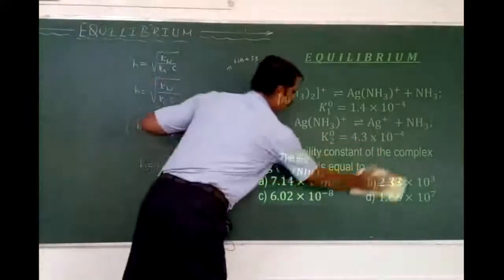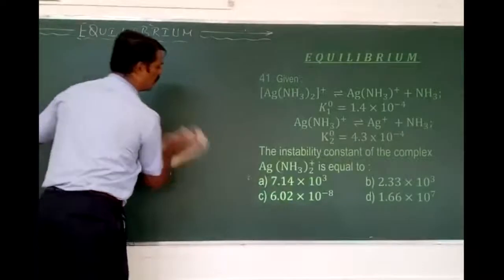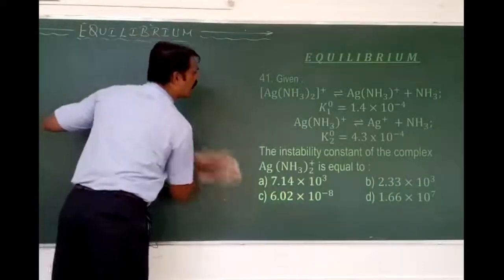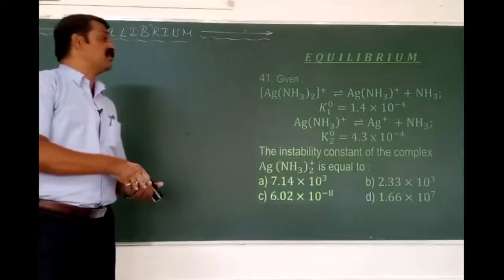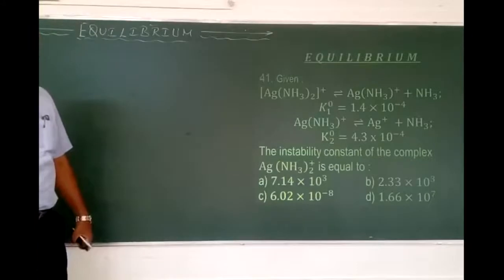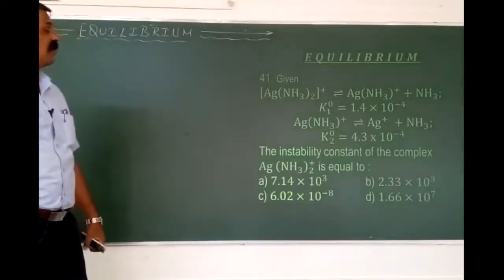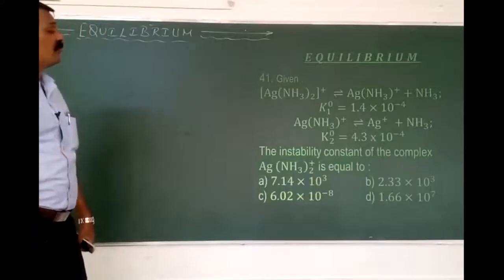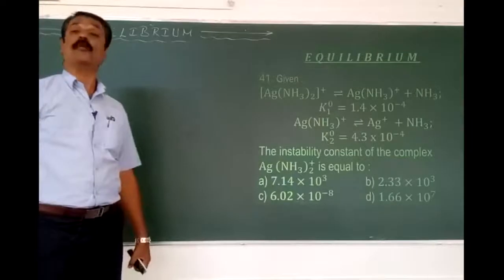Next is: given a complex, what is that? Ag(NH3)2+ gives rise to Ag(NH3)+ plus NH3. K1 is given. Ag(NH3)+ gives rise to Ag+ plus NH3. K2 is that much. The instability constant for the complex Ag(NH3)2+ is equal to how much?